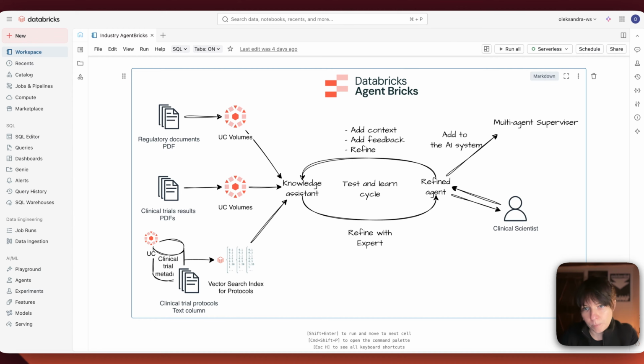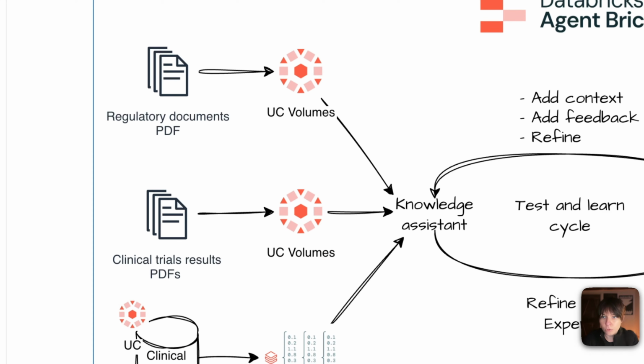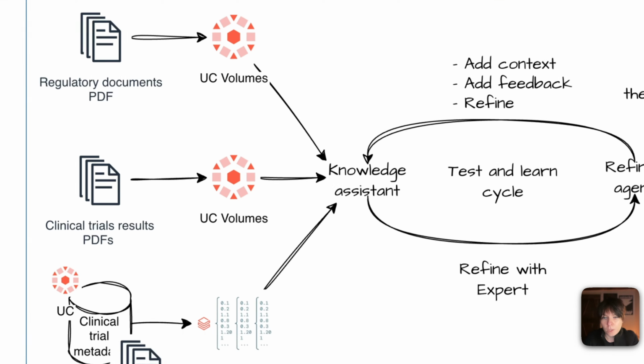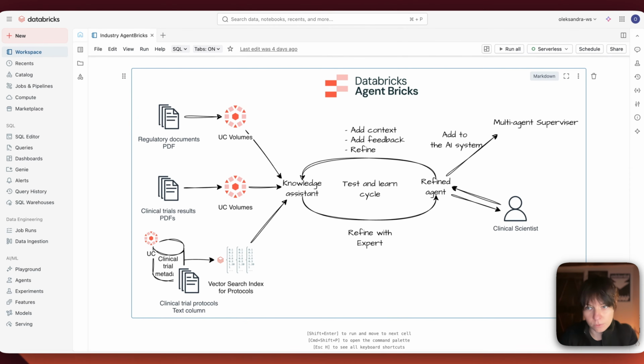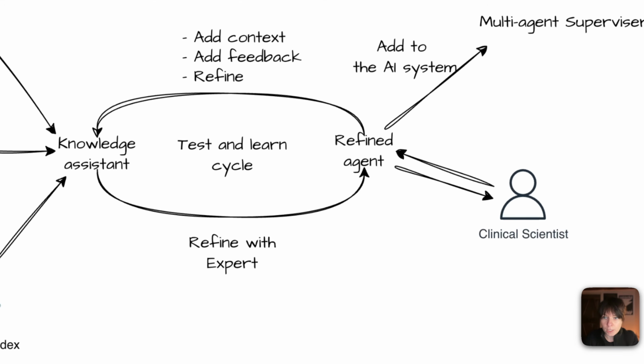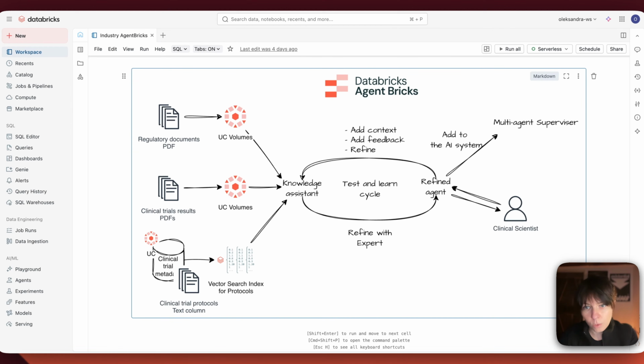So how does it work? We're going to select a few datasets containing clinical trial protocols, clinical trial results, and regulatory documents specific to this domain. We'll register them in Unity Catalog. Then we'll build a knowledge assistant and refine it with additional context and feedback. At that point, this agent can be used by clinical scientists to ask questions about clinical trial protocols. This agent can be used as is or as part of a multi-agent system.